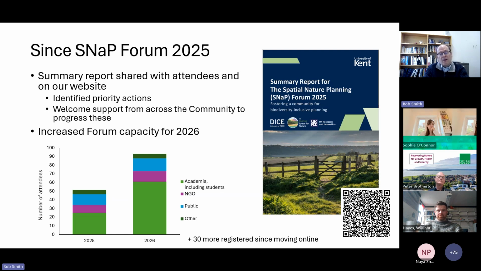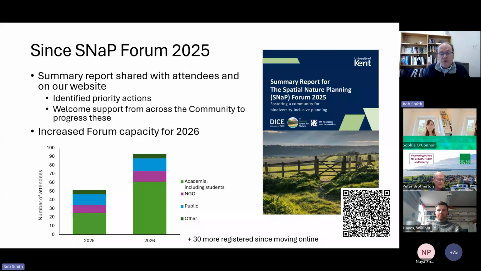As part of it, we identified the priority actions that came out of the discussions from last year. The key thing is we started, between us, moving forward to help address some of those, but we really would welcome support from across the community to progress these. I'll go through those in a little bit of detail next. But also just to show the growth in the number of attendees. One of the silver linings of this event being online this year is that we've been able to have actually 30 more people. I think it's grown even more this year on top of the ones shown in that graph.